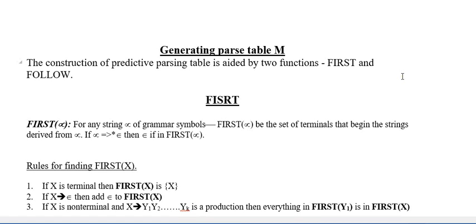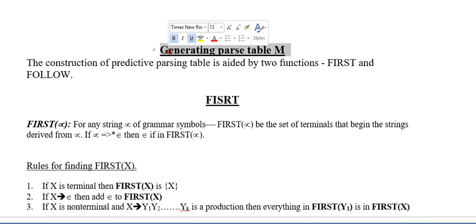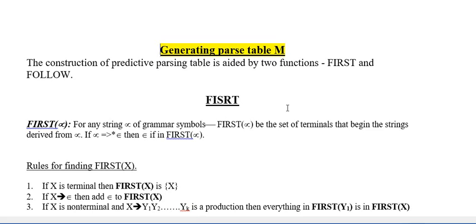Hello everyone. We are in the compiler design series and today we will discuss First and Follow. First, we need to generate the parse table M. The parse tables are generated, as we saw in the previous video, by First and Follow. So in this slide we will learn about First and Follow, then we will generate a parse table. So, moving on.